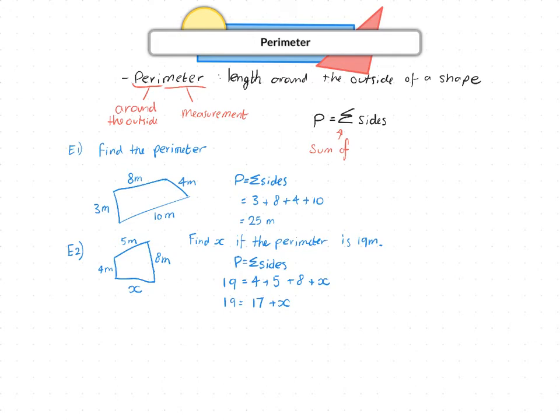We just subtract 17 from 19. So therefore, x equals 19 take 17, which gives us 2 meters. So x here should be 2 meters long to make that work out. That should be everything that you need to be able to do with perimeter of a simple shape.